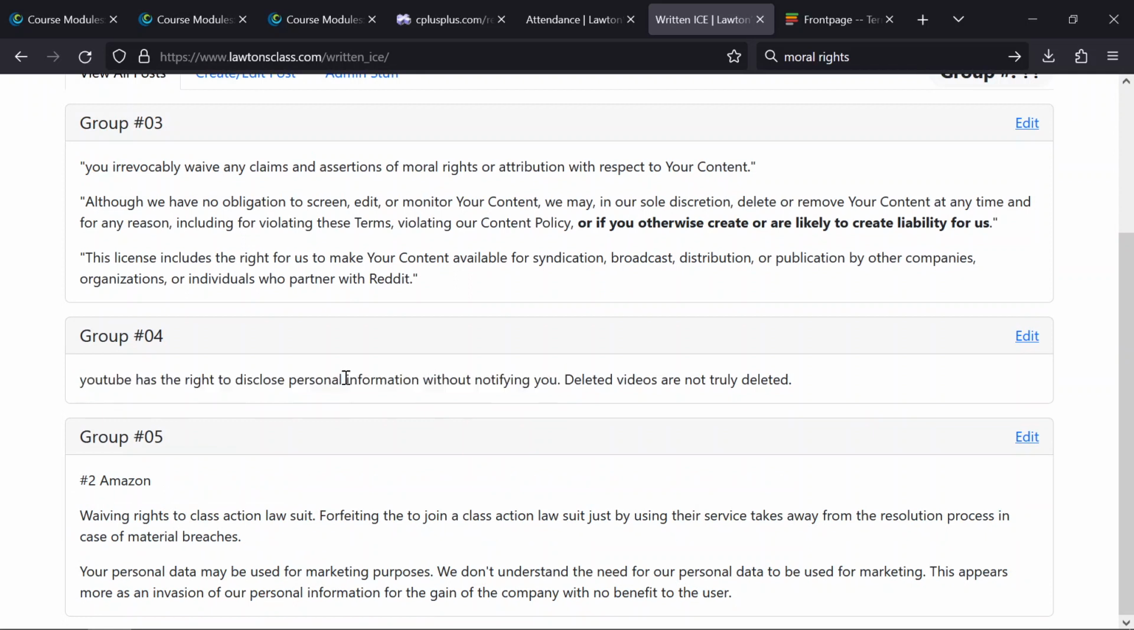All right, group 4 did YouTube. They have the right to disclose personal information without notifying you. Deleted videos are not truly deleted. Yeah, they're on there forever. They can train their AI on them. Crazy. And sell your stuff.